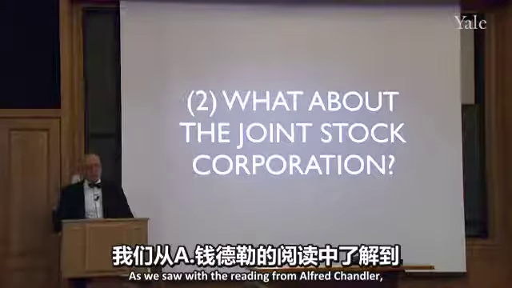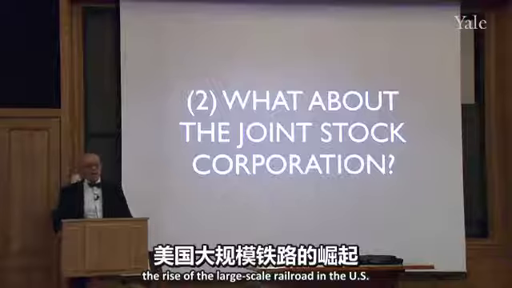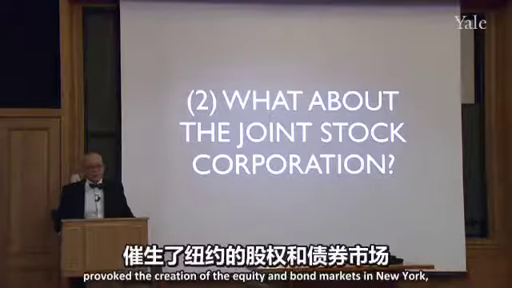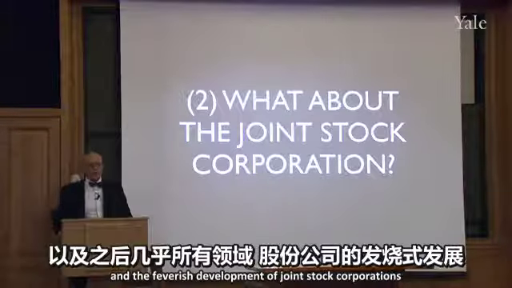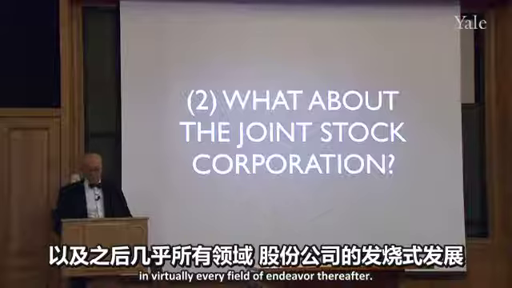And as we saw with the reading from Alfred Chandler, the rise of the large-scale railroad in the U.S. provoked the creation of the equity and bond markets in New York and the feverish development of joint stock corporations in virtually every field of endeavor thereafter.